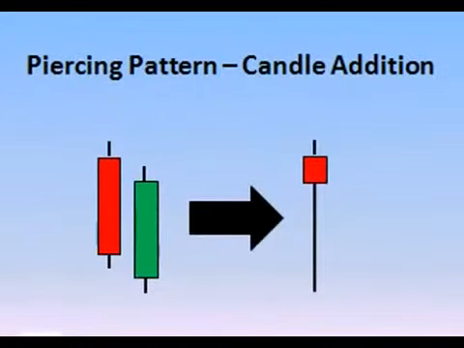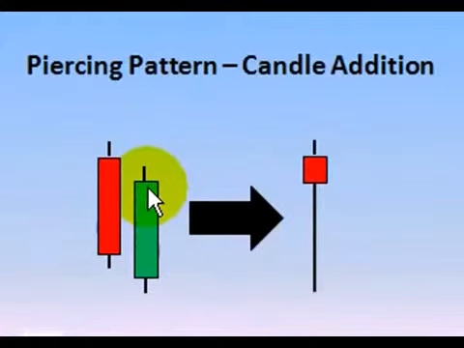Let's look at how the process of candle addition resolves the two piercing pattern candles into one single candle. The piercing pattern is made of one period of price action, which opened here, moved to highs here, down to lows here, and then closed at this point here, followed then by a second period of price action, which gapped down to open here, moved to the lows, to the highs, and closed at this point here, the top of the green candle real body.